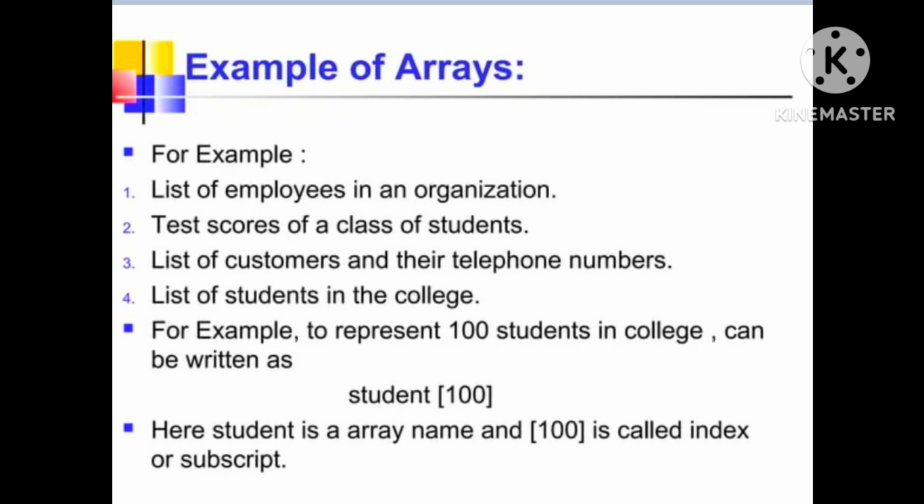Examples of arrays: list of employees in an organization, test scores of a class of students, list of customers and their telephone numbers, list of students in the college. For example, to represent 100 students in college can be written as student[100]. Here student is an array name and 100 is called index or subscript.